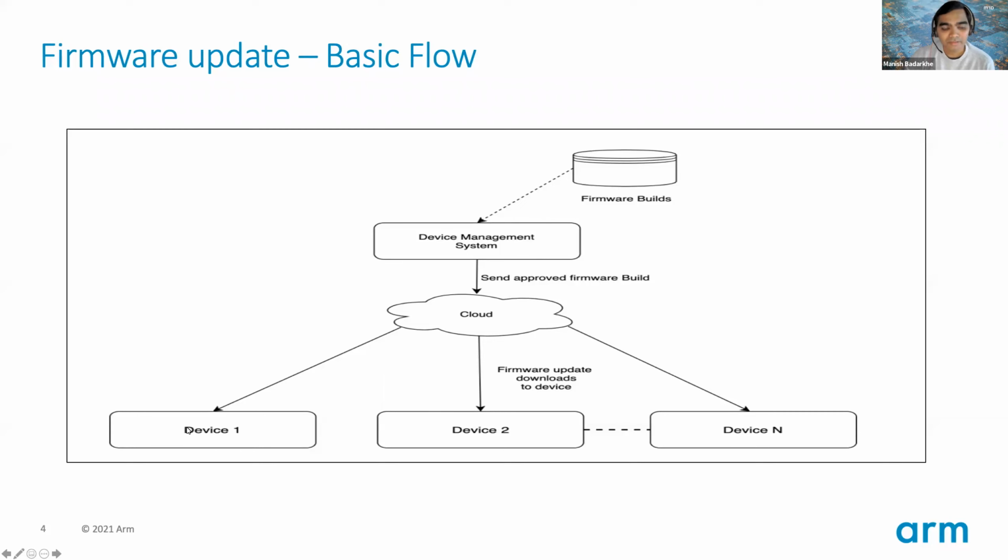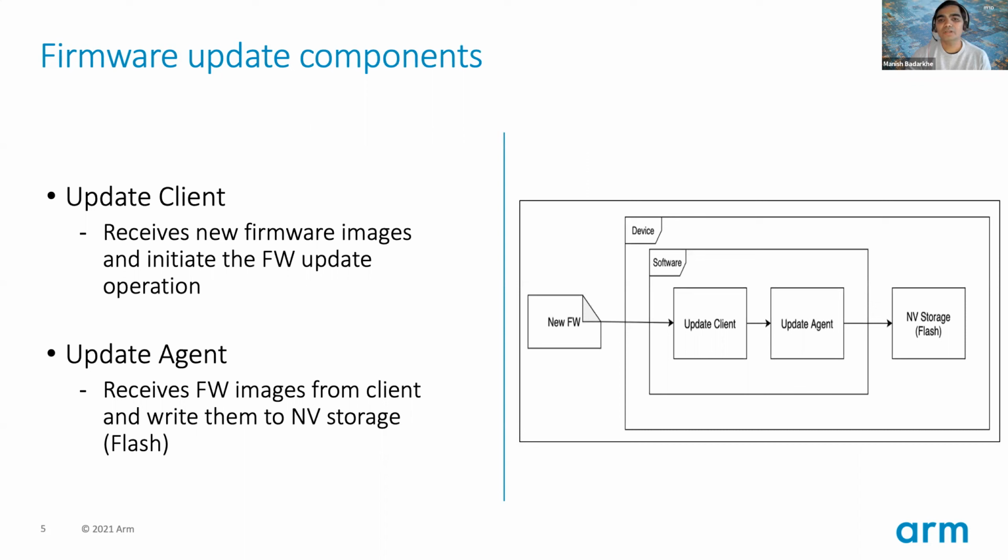So the specification which we developed basically talks more about how the software should work inside the device, and how that software will eventually write the received firmware update into the non-volatile storage area. So let's see in the further diagram what components we have defined in the specification and how these components play a role in doing the firmware update.